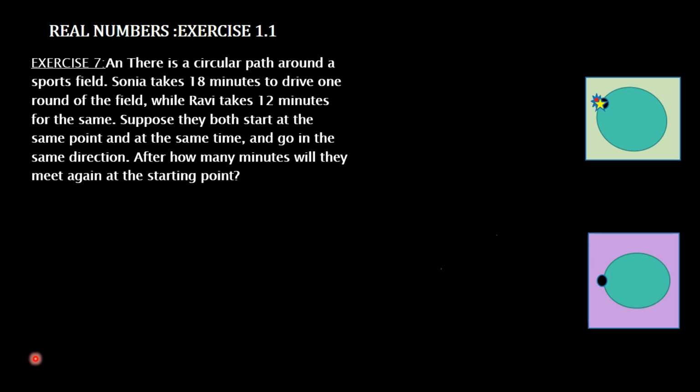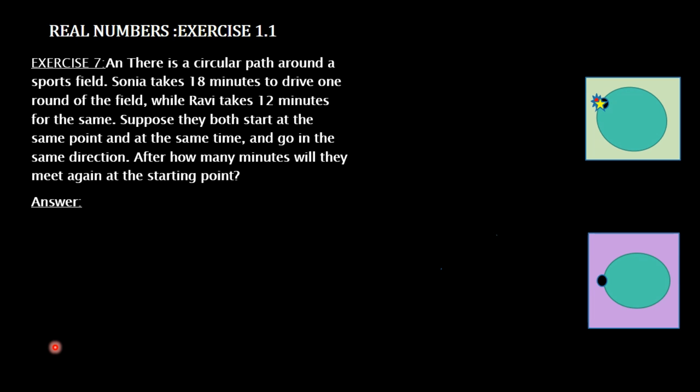That is what we have to do. Let this sun represent Ravi and the star represent Sonia. The sun will take 18 minutes to complete the drive and the star will take 12 minutes to complete the drive. Then let us look at what happens if they start together.